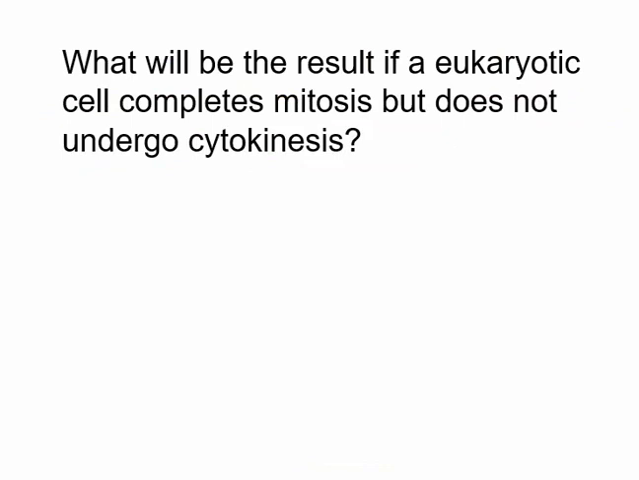All right. Thinking about cytokinesis. What's going to happen if a eukaryotic cell undergoes mitosis but does not undergo cytokinesis? All right. Yeah, so you'll end up with a cell that has 2 nuclei that are identical to one another. They're daughter nuclei, but the cell hasn't split in 2, so you end up with this cell with 2 nuclei.